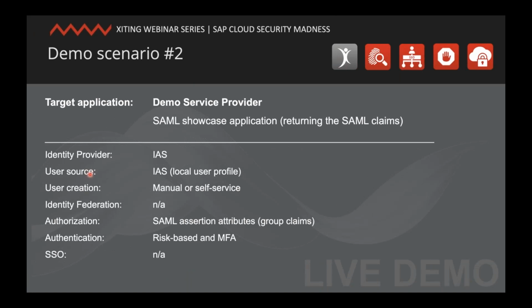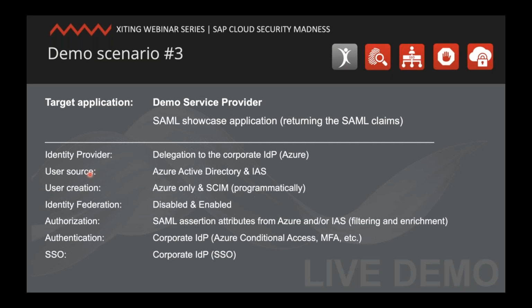And now let's come to the interesting stuff. The other two were the boring scenarios. Now let's come to the interesting ones where we really connect the identity authentication to a corporate IDP. So we would like to delegate the authentication towards Azure. And also we will programmatically create a user account using SCIM, so no longer create them manually. We'll do this both with identity federation disabled in the first step, and also enabled in the second step. And I will also explain what that means in more detail.